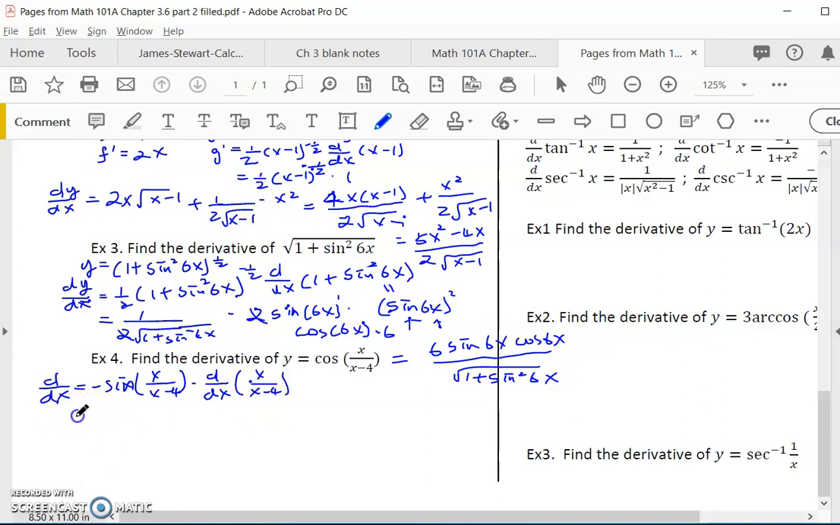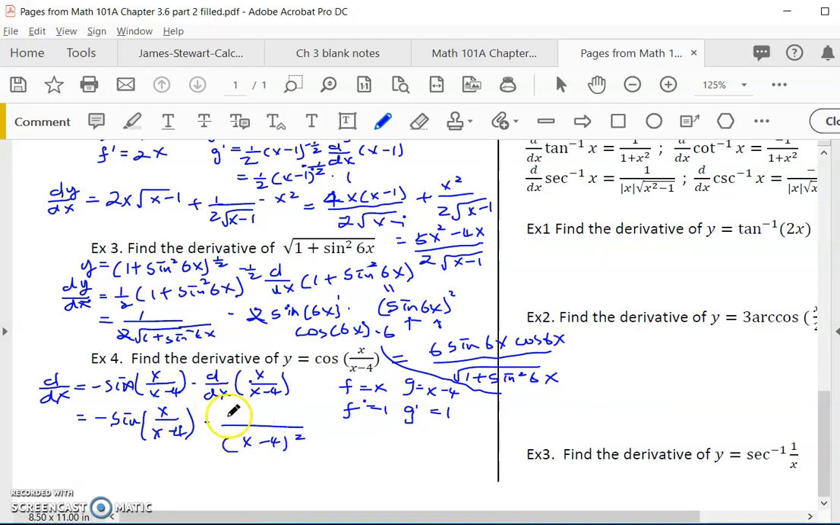But this is a quotient, so I would keep negative sine of x over x minus 4 as the outside. And then this would be f and g. f is x, g is x minus 4, right? f prime equal to 1, g prime equal to 1. And then, so what would it be? It would be x minus 4 squared, g squared, on the bottom, and on top f prime 1 times x minus 4, minus g prime 1 times x.